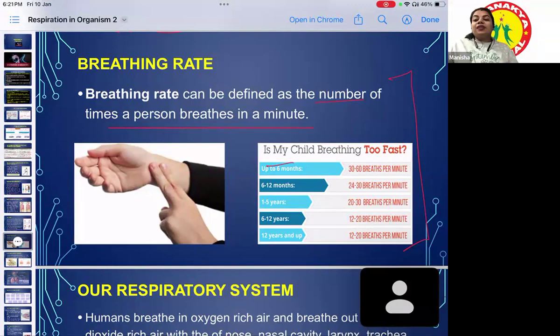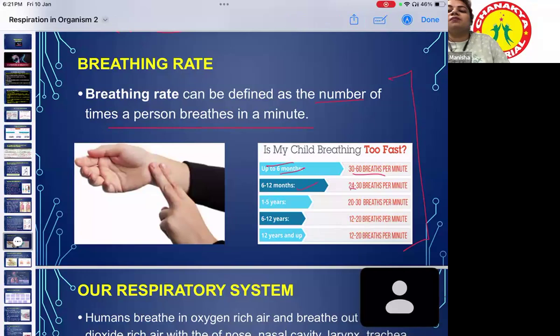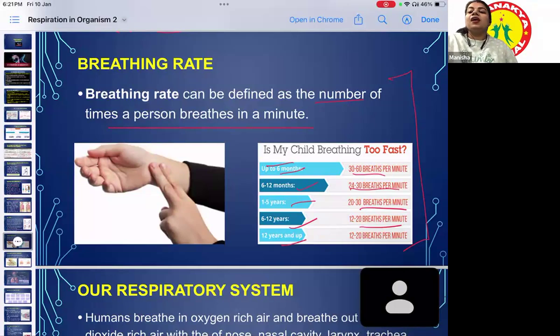Is my child breathing too fast? So you might have seen a small baby up to 6 months, they will be breathing 30 to 60 breaths per minute. Then 6 to 12 months, they will be breathing 24 to 30 breaths per minute. Then a 1 to 5 year child will be breathing 20 to 30 breaths per minute. Then a 6 to 12-year child will be breathing 12 to 20. And also the 12-year and up, they will also be breathing 12 to 20 breaths per minute.